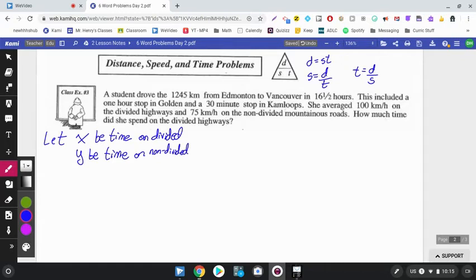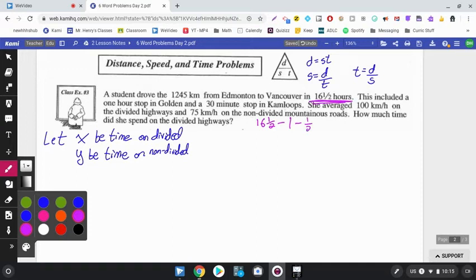If I'm talking about time, the first thing I'm going to do is go to the question and say, it says it took 16 and a half hours, but it didn't actually take that much on the road, because I need to subtract the 1 hour that you spent in Golden. So maybe you got dinner. And then I need to subtract the half hour that I spent in Kamloops, the 30 minutes. So really, 16 and a half, subtract 1, subtract a half. Really, you spent 15 hours driving.